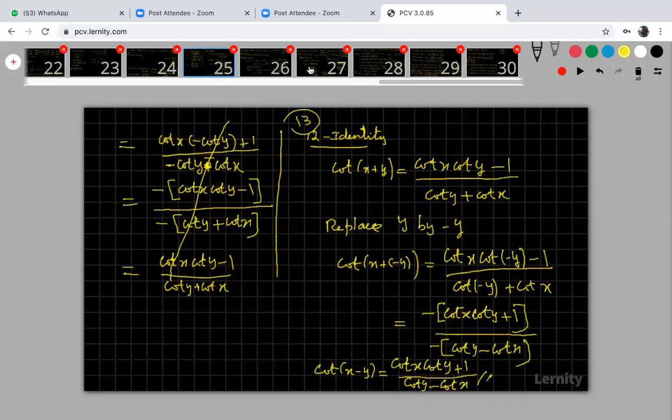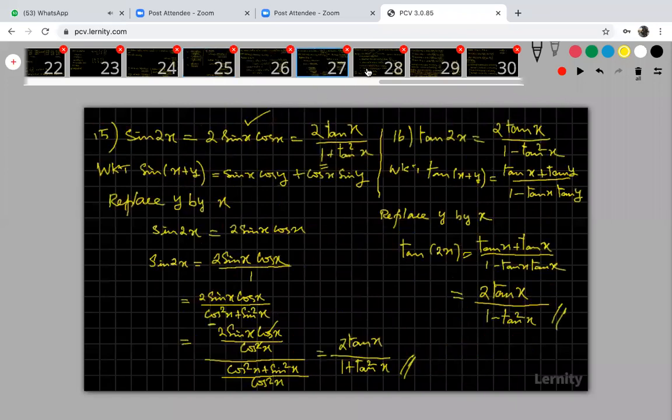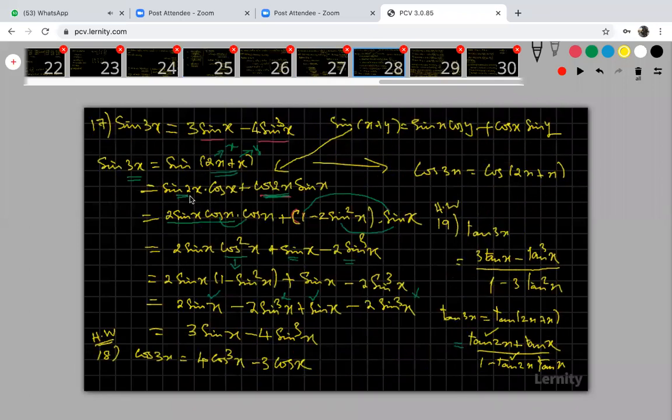Some student asked about the 25th slide. Look at this formula, my dear student. Look at the sin 2x formula. See the previous identity: the sin 2x identity is 2 sin x cos x. This cos x is as it is. And this is the cos 2x identity, 1 minus 2 sin square x. Yeah, good.